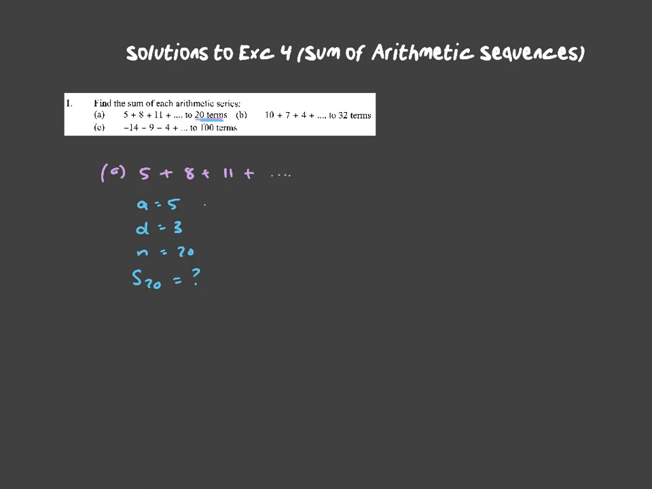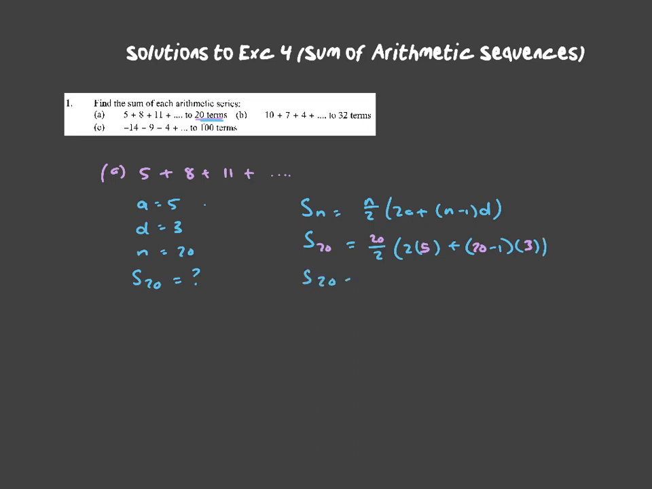So we can use either of those two formulae, it doesn't matter. Sn is equal to n over 2, (2a plus (n minus 1)d), you can use here. So the sum of the first 20 terms is going to equal 20 divided by 2, times (2 times a, and a in this case is equal to 5, plus (n minus 1), and n in this case is again 20, so it's 20 minus 1) and then the difference, which is equal to 3, so times by 3.